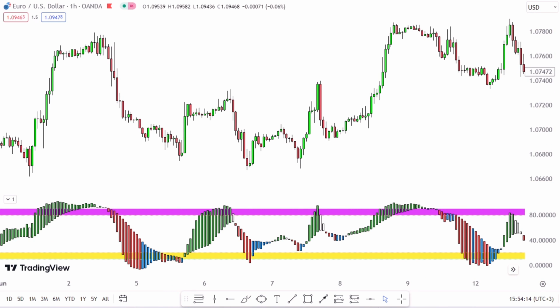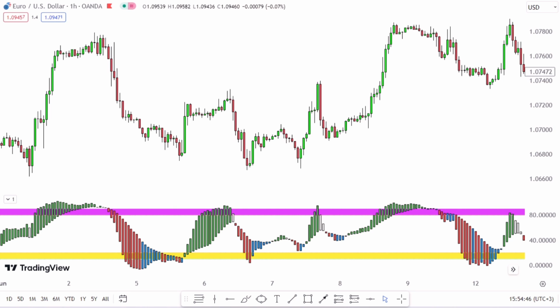Another method that is frequently used for reading the indicator involves looking for differences between the price action and the banker funds flow indicator. For example, if the price is making higher highs, but the banker funds oscillator is making lower highs, it indicates a bearish divergence. Conversely, if the price is making lower lows, but the banker funds oscillator is making higher lows, it indicates a bullish divergence. These divergences can provide additional insights into potential reversals or trend changes in the market.